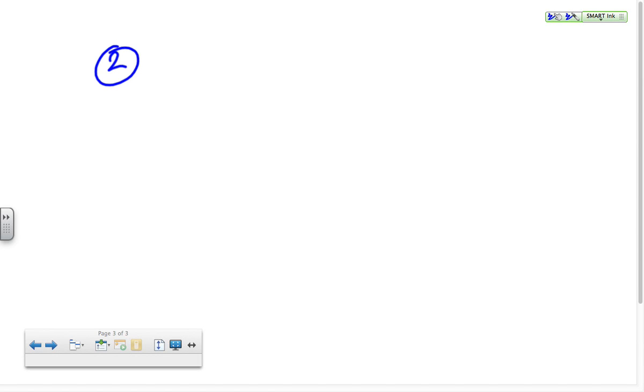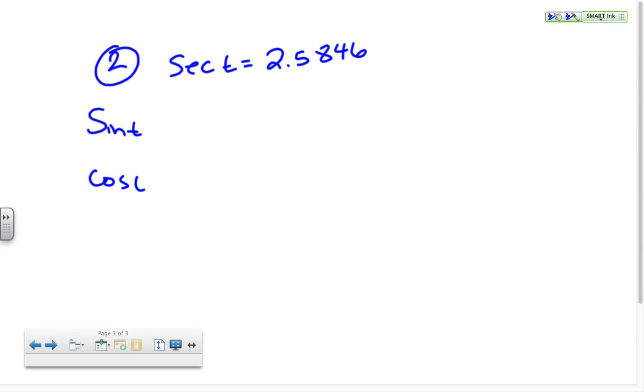So, example 2, we have the secant of t equals 2.5846. In this, I want you to find the values for the other 5 trig functions. So I want the sine of t, the cosine of t, the tangent of t, the cosecant of t, and the cotangent of t. I've given one, there's 6 total, and I'm going to find the other 5.